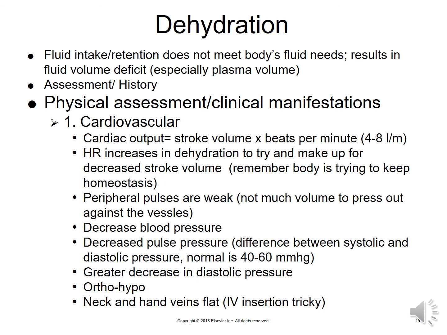So a decreased pulse pressure is what you will also see in dehydration, and that's the difference between the systolic and diastolic pressure. So you take the systolic number and you subtract the diastolic number, and this normally should be 40 to 60 millimeters of mercury. A lot of times you may see a greater decrease in that diastolic pressure because of the volume decrease.